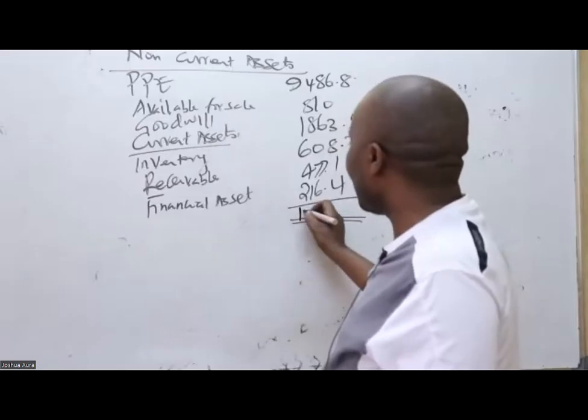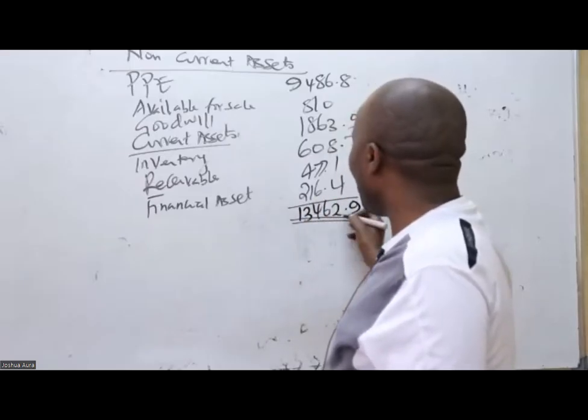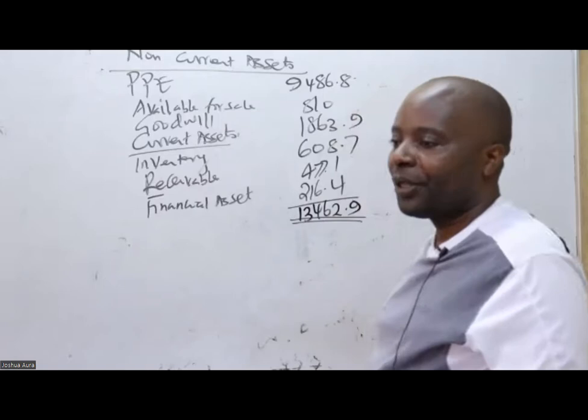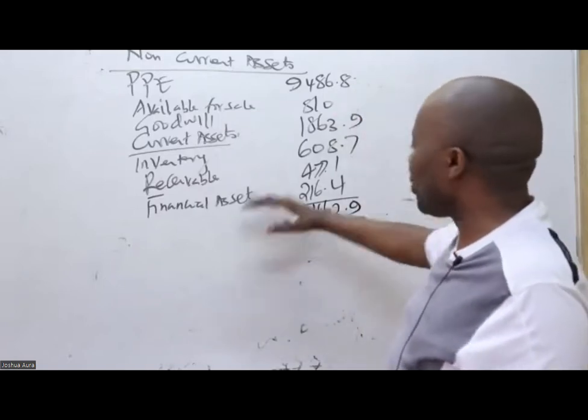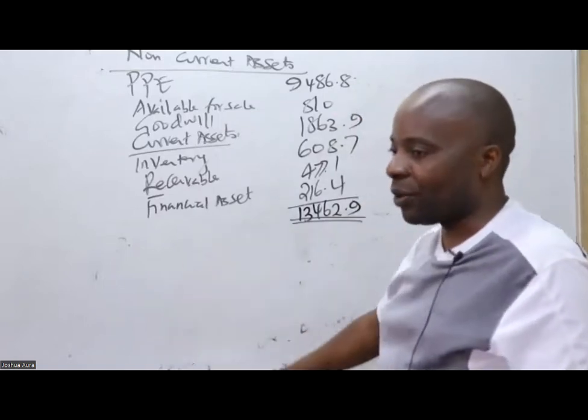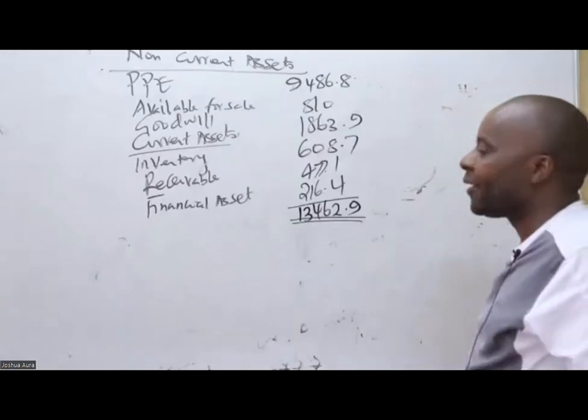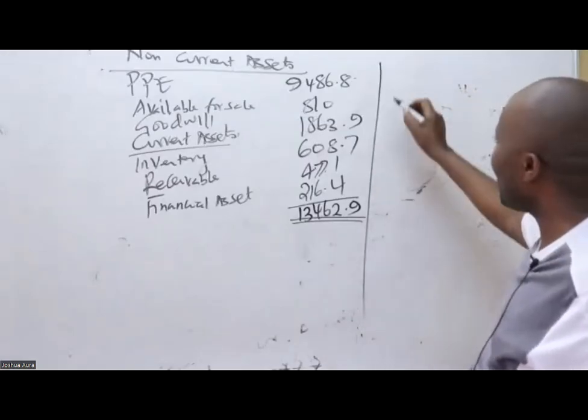13,462.9, like that. So from there, we go to the equity. Of course, you guys will continue here, down, because it's supposed to be a vertical format. So for me, I'll come here because of the size of my board.